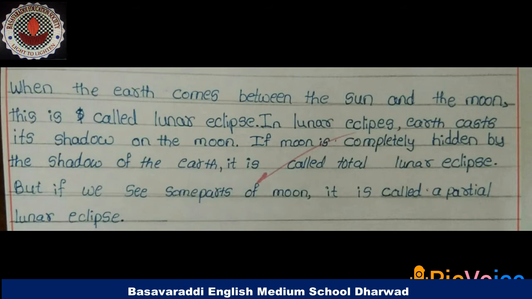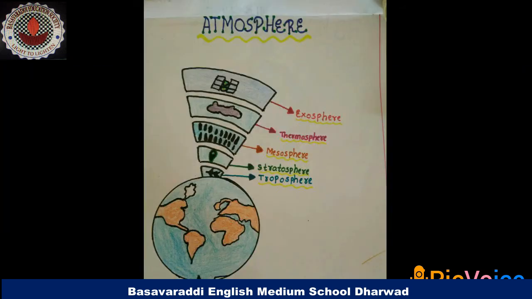Next one, lunar eclipse. About lunar eclipse. When the earth comes between the sun and the moon, it is called lunar eclipse. In lunar eclipse, earth casts its shadow on the moon. If the moon is completely hidden by the shadow of the earth, it is called lunar eclipse.